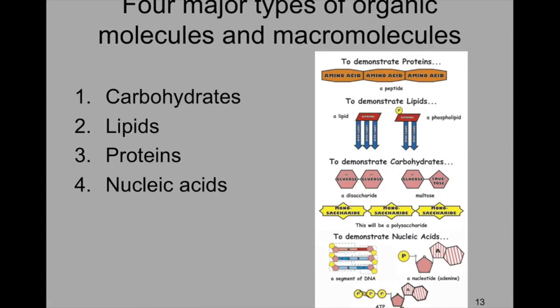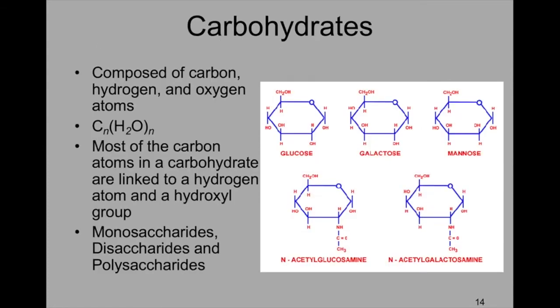So that brings us to the four major types of organic molecules and macromolecules. And these four different types of molecules are the carbohydrates, lipids, proteins, and nucleic acids. We're going to cover carbohydrates and lipids now, and then in lecture 2, we're going to cover proteins and nucleic acids. Proteins and nucleic acids are really big groups of macromolecules and require a little bit more time. So we'll cover those in lecture 2. So let's talk about carbohydrates and lipids.